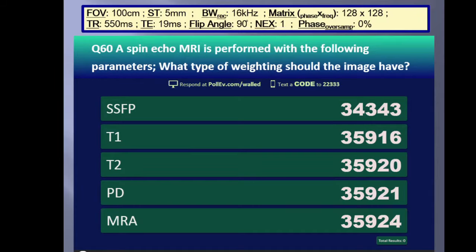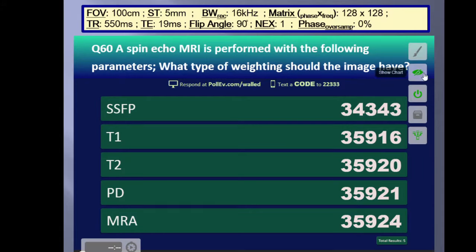Spin echo. A spin echo MRI is performed with the following parameters. What type of weighting should this have? All right, I'll go over the salient features again. Flip angle is 90, which we're ignoring because it's spin echo, so we're expecting that for our purposes, though in real life, you can have other angles. The TR is 550. It's a little shorter than we've been talking about. And the TE is also pretty short in the numbers we've been given, 19. So relatively short TR, short TE.